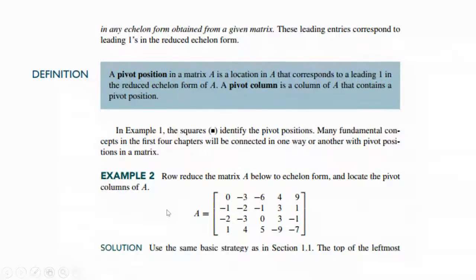Okay, all right, so we're going to do this. Here what we're doing is we're saying row reduce this matrix to echelon form and locate the pivot columns. Okay, now we're going to use the same approach as we did before. So we're going to do row reduction.